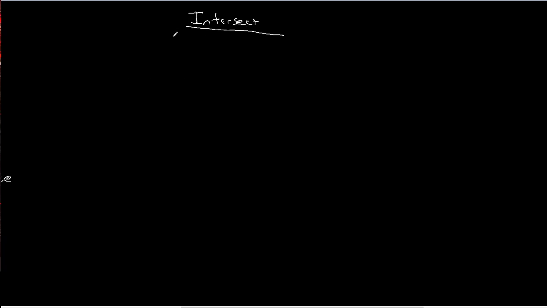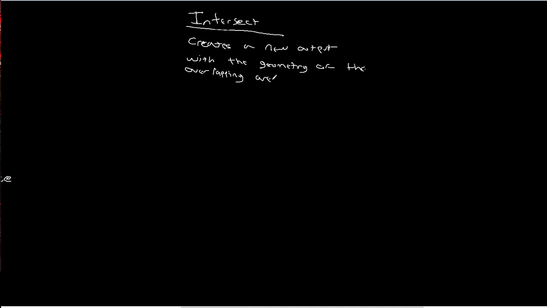So intersect functions similar to clip in that it creates a new output with the geometry of the overlapping areas and the attributes from both sets.